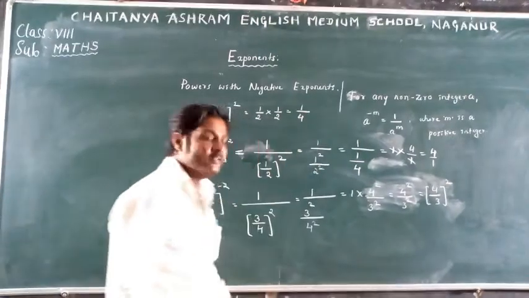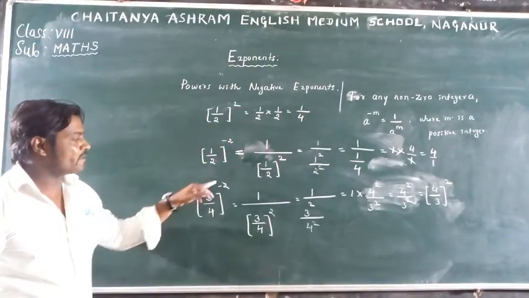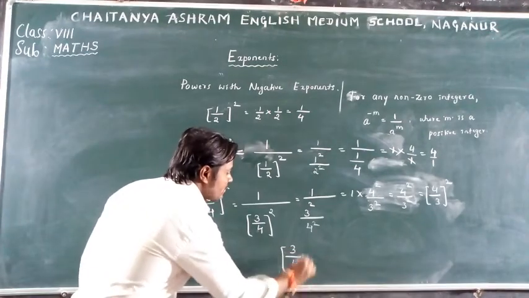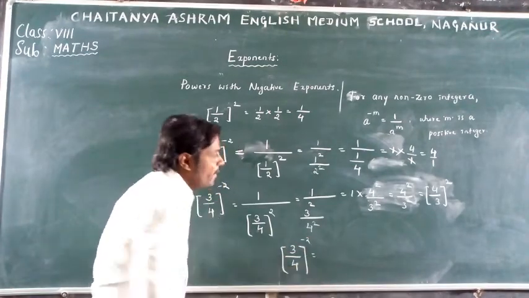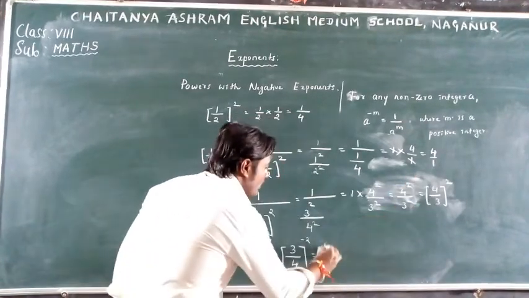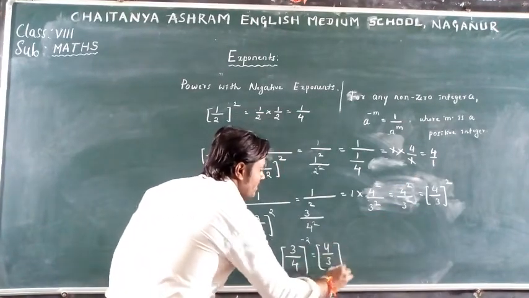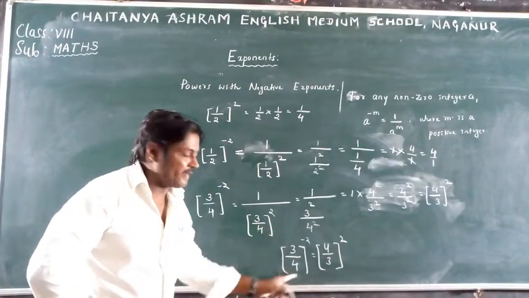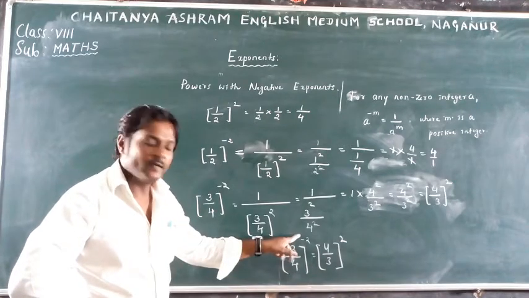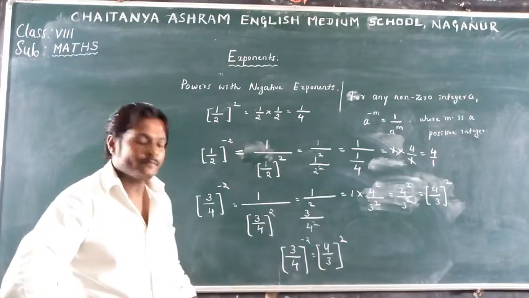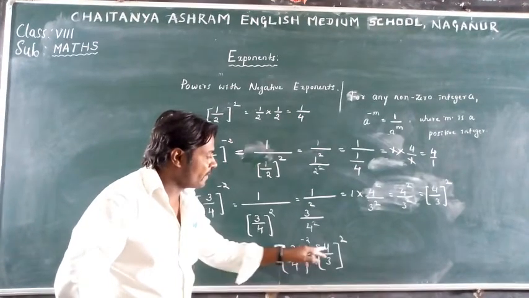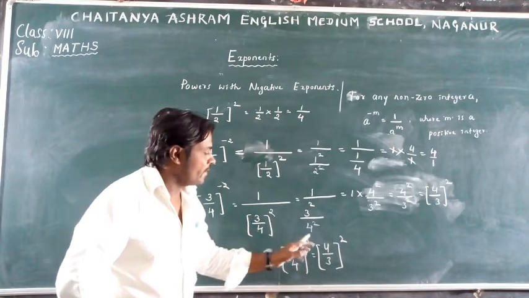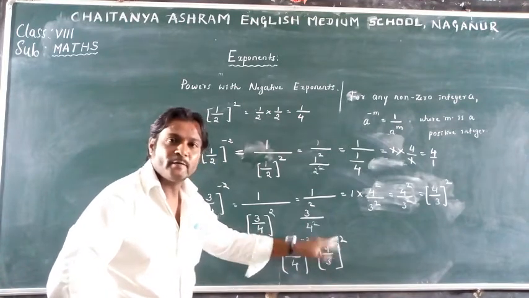Dear children, observe 3 by 4 raised to the power minus 2. Finally, what we obtained here? 4 by 3 raised to the power plus 2. When the base is a fraction, power is negative integer, its positive exponent is interchange the numerator and denominator. 3 by 4, 4 by 3. Write the power instead of minus 2, write the power plus 2.